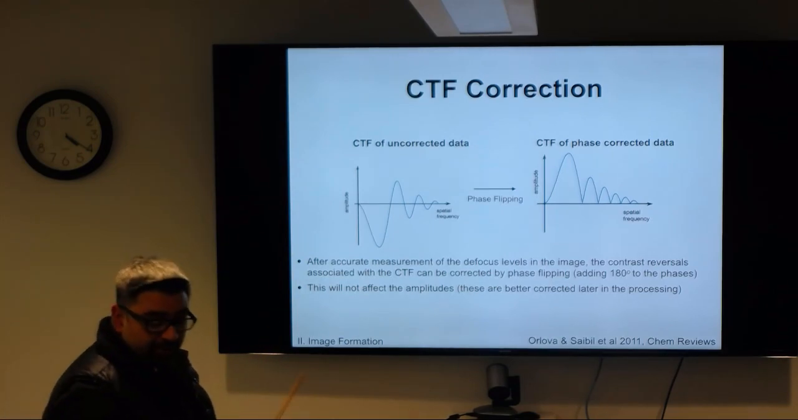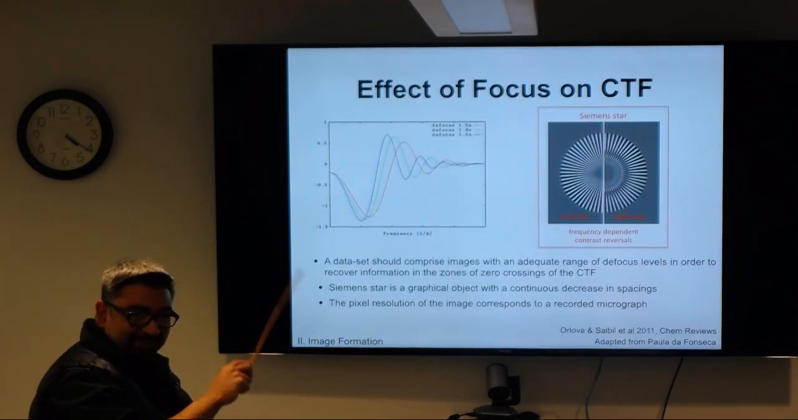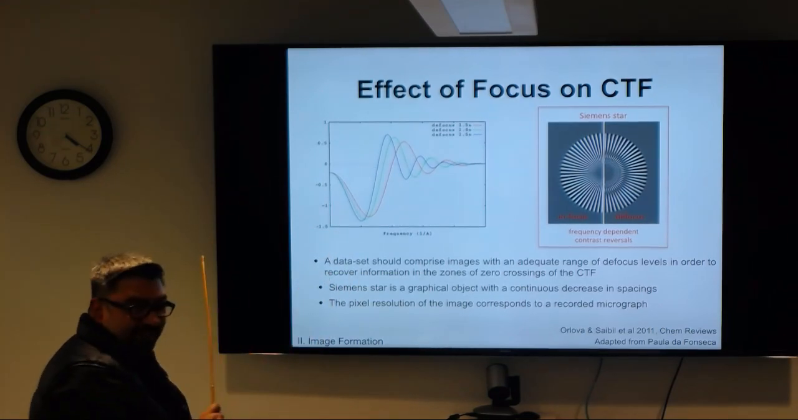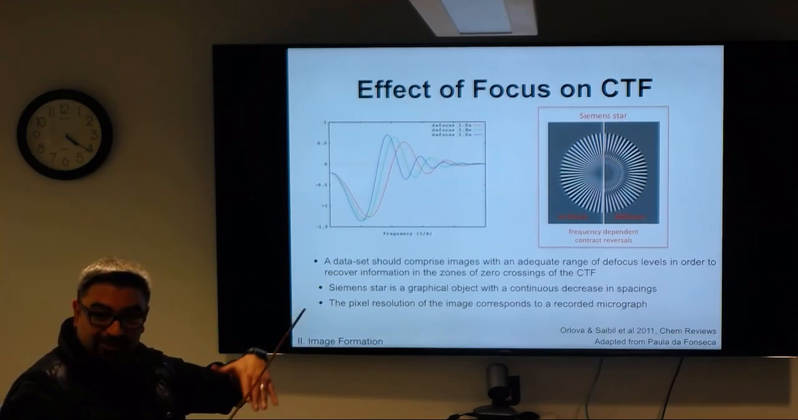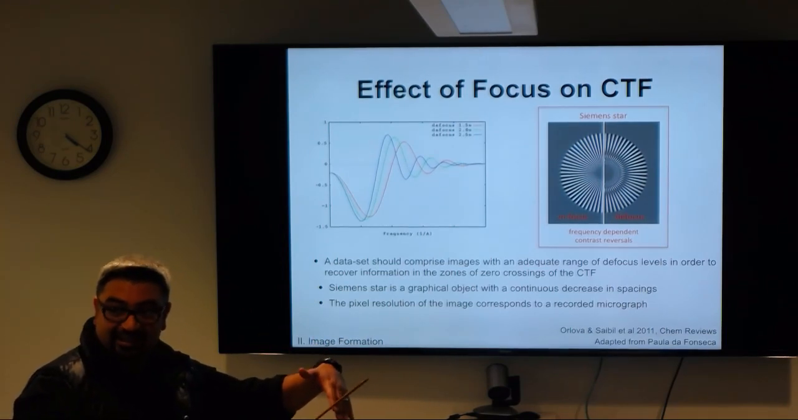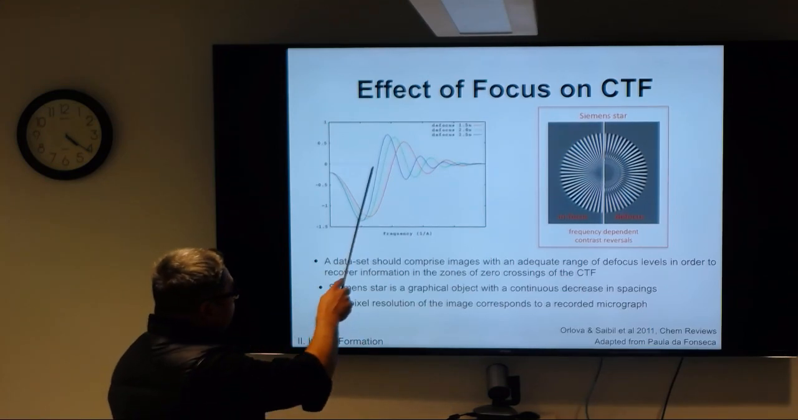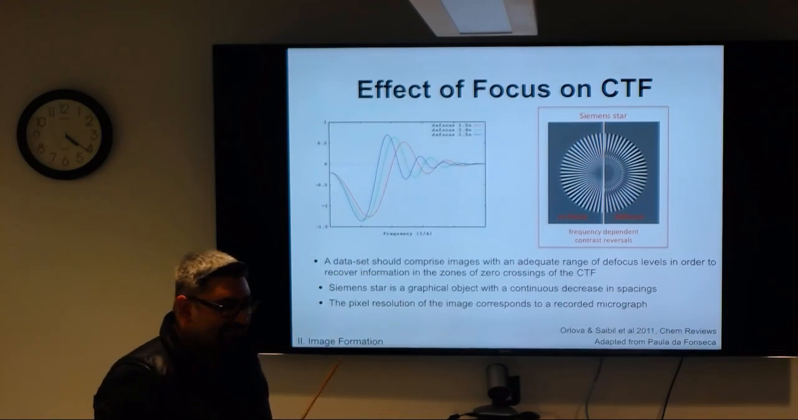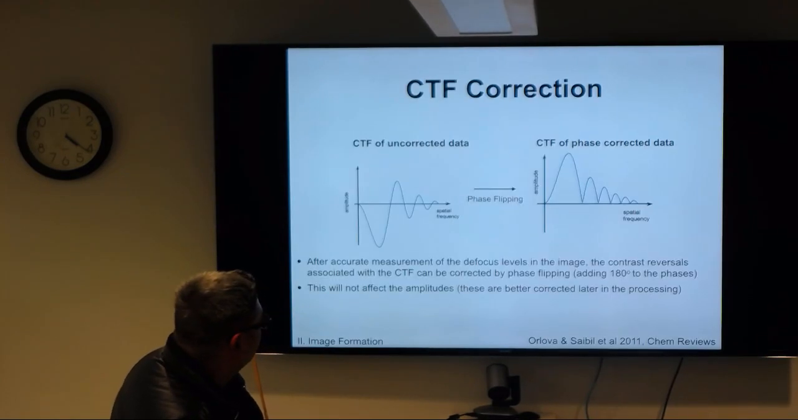But if you remember going back, those zero points of information, which are here, if you flip, those still remain, right? And so you lose those, even if you do the flipping. That's why, again, we use the range of defocus to try to get different zeros. Okay, is that clear? Yeah, okay, thank you guys.